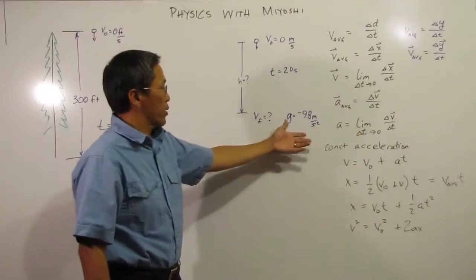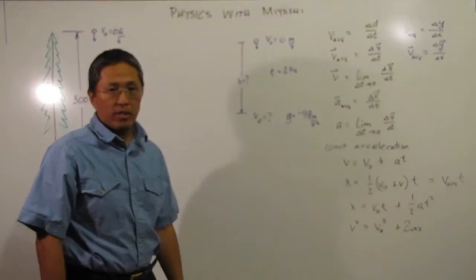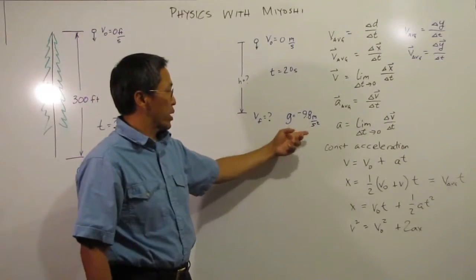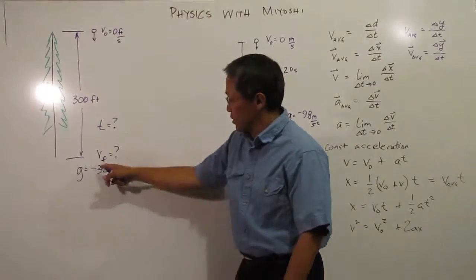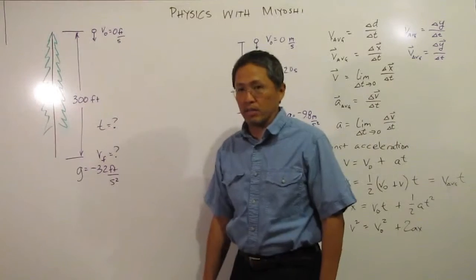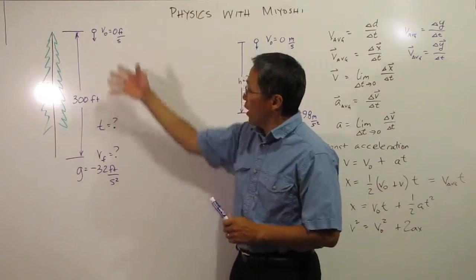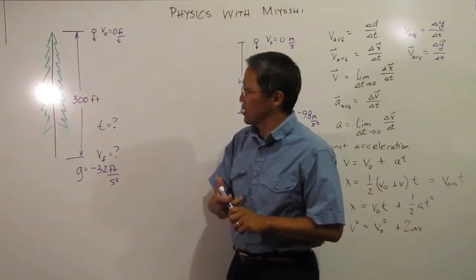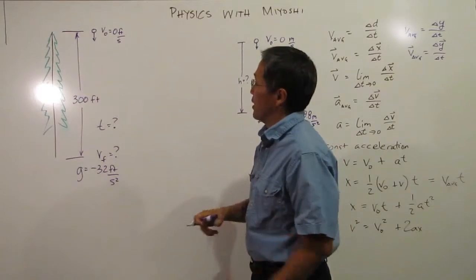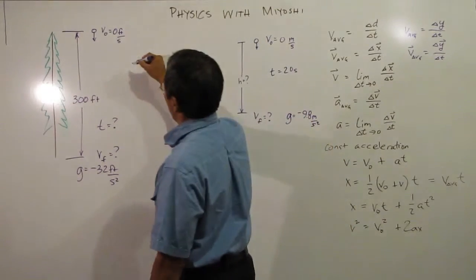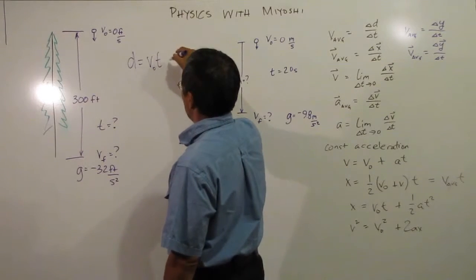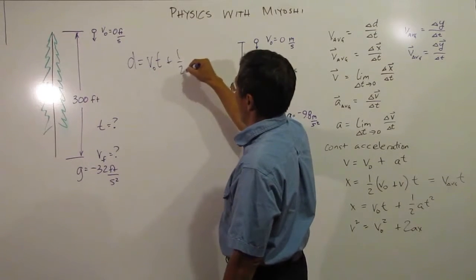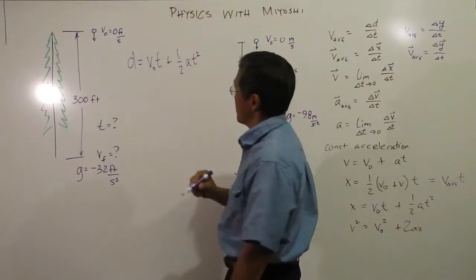We're going to use the gravitational constant of negative 9.8 meters per second squared in SI units, and the other one we're going to use English units of negative 32 feet per second squared. Okay, so how are we going to do this? If we know the height, then we can simply use the equation: distance is v0 times t plus 1/2 at squared.